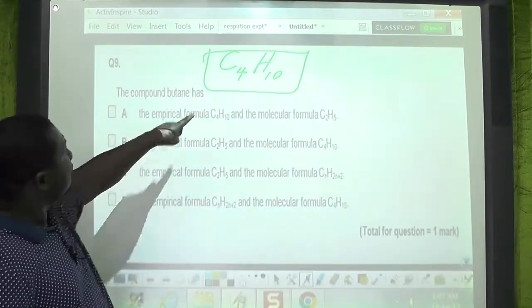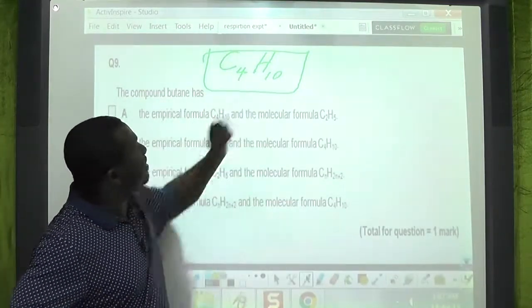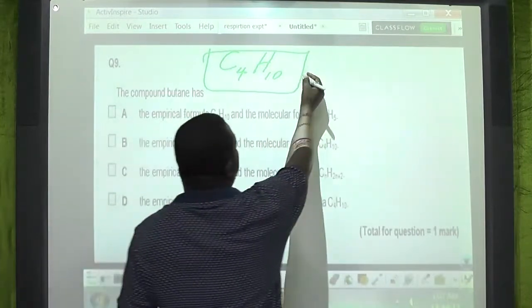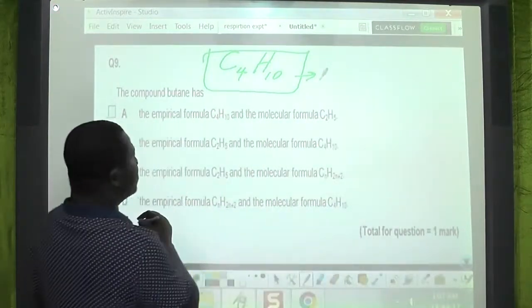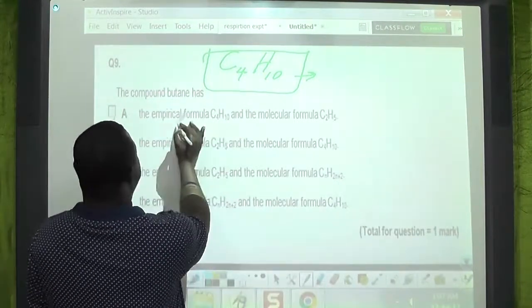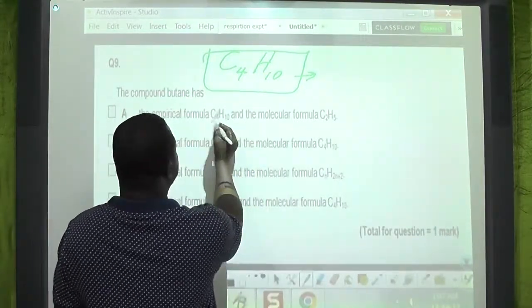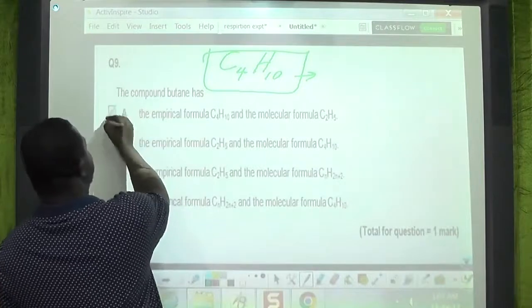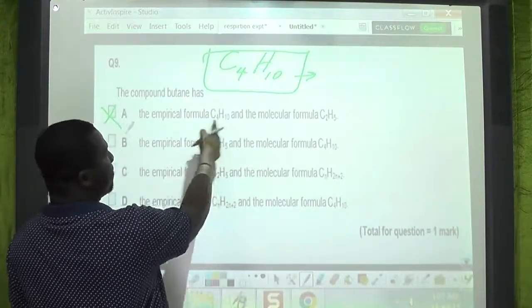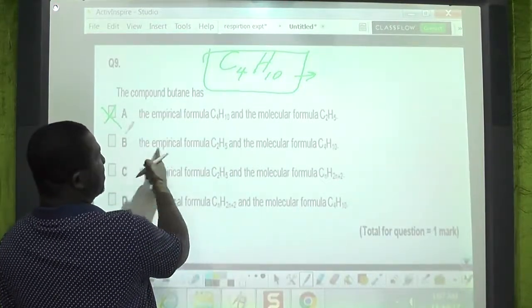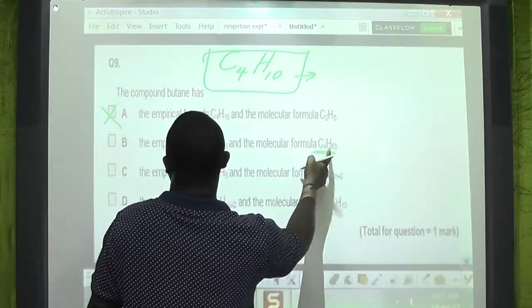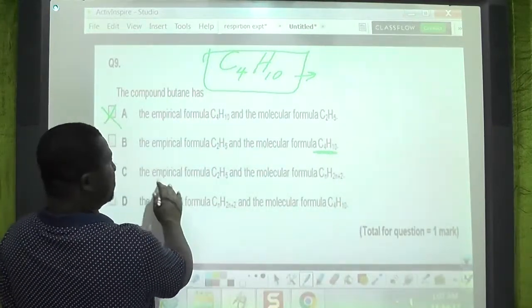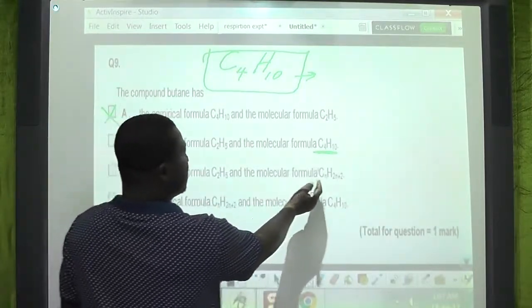Now, this C4, what is this? This is the molecular formula. Do we see that anywhere here? We see it here as empirical formula. That already makes this one wrong, because it's not the empirical formula, it's the molecular formula. We see it here as molecular formula. Okay, we suspect this may be right. We don't even see it here at all.